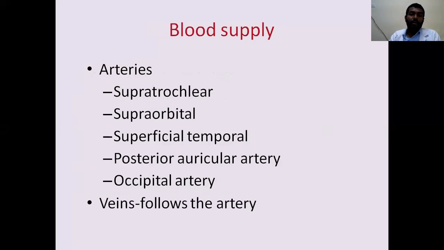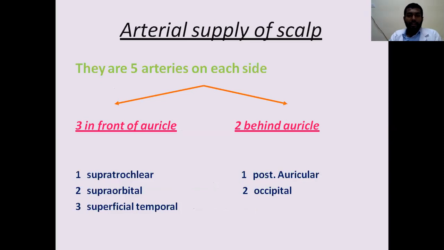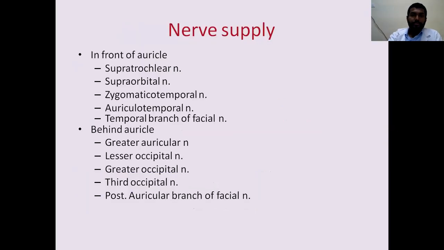Now, what is the blood supply of the scalp? You have arteries that are the supratrochlear, supraorbital, and superficial temporal in the front, and posterior auricular and occipital artery in the back. Now the veins follow the arteries. Here, 3 are in front of the auricle and 2 behind the auricle. The ones in front of the auricle are supratrochlear, supraorbital, and superficial temporal. The ones behind the auricle are posterior auricular and occipital. Now, what is the nerve supply? Once again, it is divided into in front of the auricle and behind the auricle.